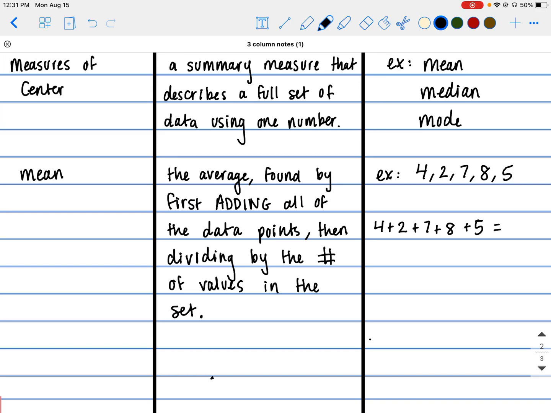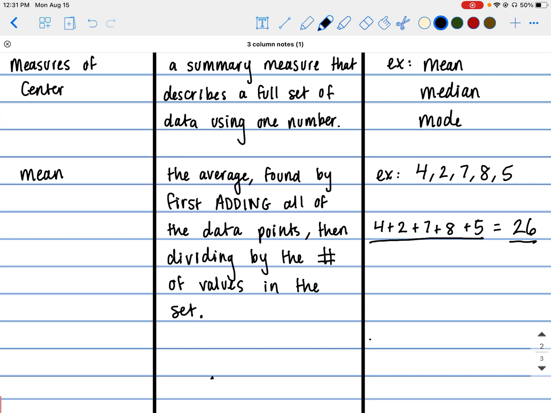All right, so you can use your calculator, you can use your head, whatever you want. 4 plus 2 would be 6. 6 plus 7 would be 13. 13 plus 8 would be 21. 21 plus 5 would be 26. So first we have to add that. Then once we add that, we can divide it. Remember that little fraction symbol is the same as dividing. We're going to divide it by how many numbers are in the set.